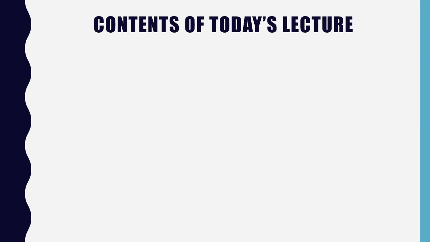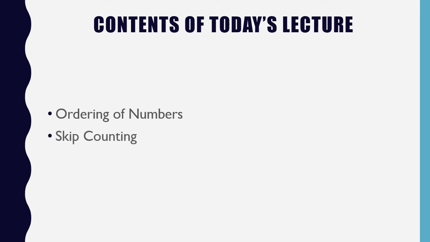Dear students, let's have a quick look at the contents of today's lecture. Today, we will arrange 4 and 5-digit numbers in ascending and descending order. We will also do skip counting in tens, hundreds, and thousands. We learned 3 properties in the last lecture, and we are going to learn 2 new properties in today's lecture. All these activities will make you more familiar with numbers up to 10,000 or 5-digit numbers.